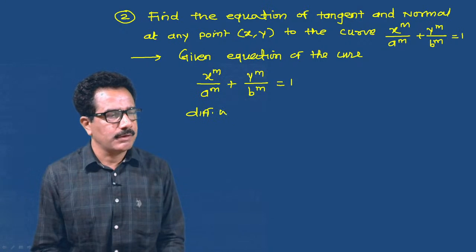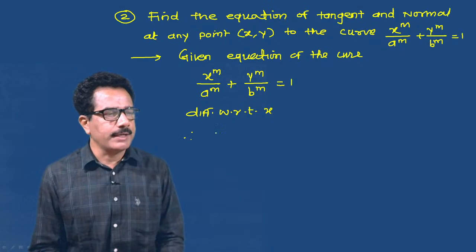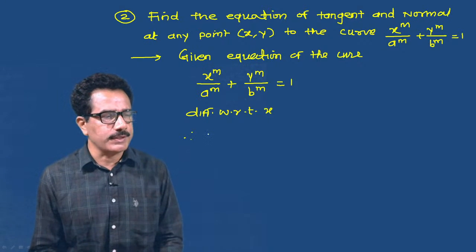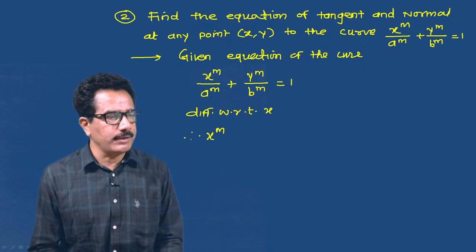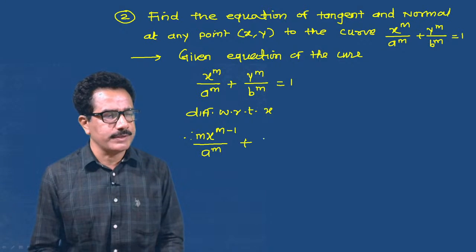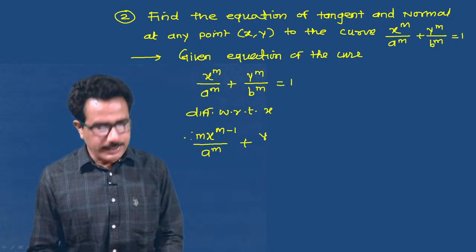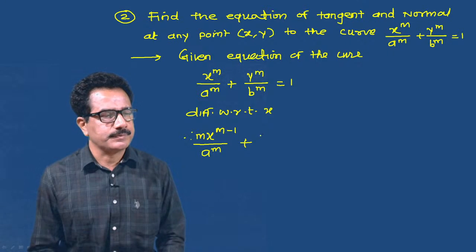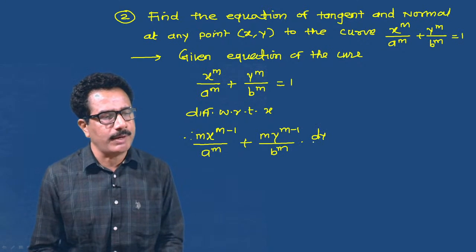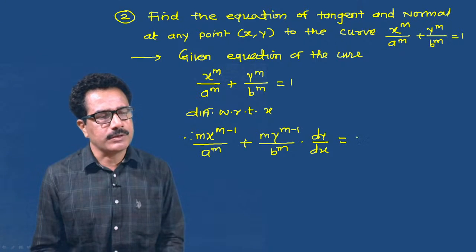Differentiating with respect to x. So we get, what is the derivative of x raised to m? Student, you tell me what is the derivative of x raised to m. x raised to m का डेरिवेटिव होता है m into x raised to m minus 1 upon a raised to m, which is the constant coefficient. y raised to m का डेरिवेटिव होता है m into y raised to m minus 1 divided by b raised to m into, again we have to take the dy by dx, which is equals to derivative of 1.